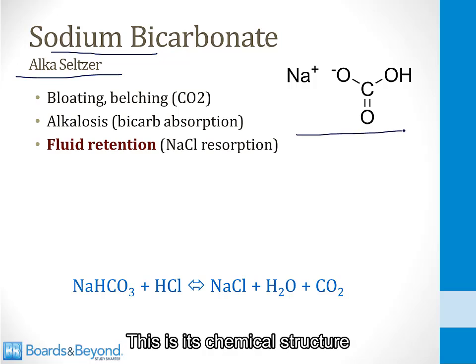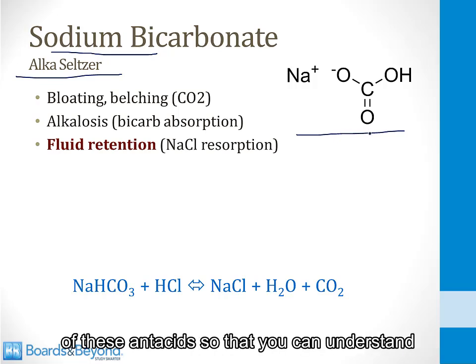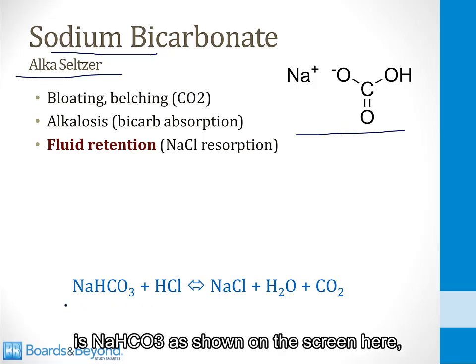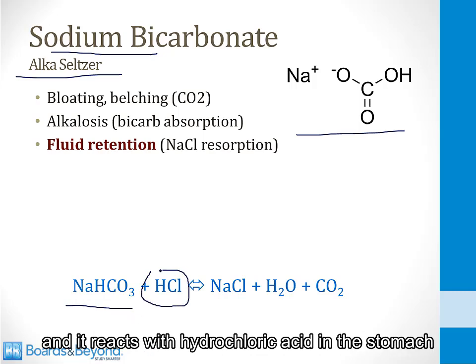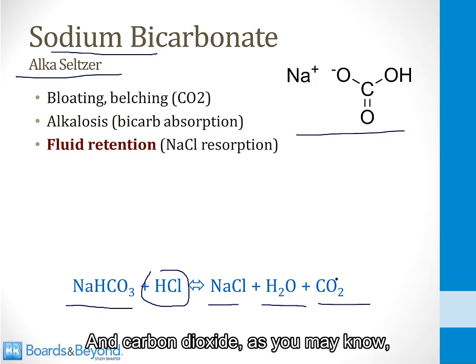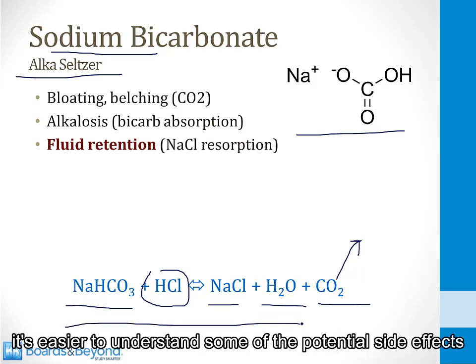This is its chemical structure shown at the top of the screen here. And it's helpful to understand the chemical reaction of these antacids so that you can understand some of their systemic effects. So the chemical structure of sodium bicarbonate is NaHCO3 as shown on the screen here, and it reacts with hydrochloric acid in the stomach to form sodium chloride and water and carbon dioxide. And carbon dioxide, as you may know, can go on to form bicarbonate if it mixes with water. So once you understand this equation, it's easier to understand some of the potential side effects of sodium bicarbonate.